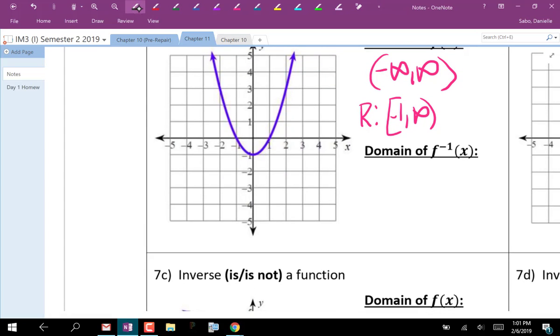So here, I have -1, 0. So what's my inverse going to be? 0, -1. Oh sorry guys, it's 0, -1 already. I messed that up. And when you flip it, it becomes -1, 0. So my inverse is here in purple. That's my inverse one.